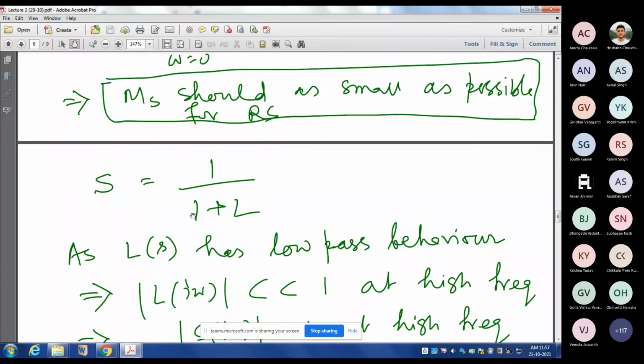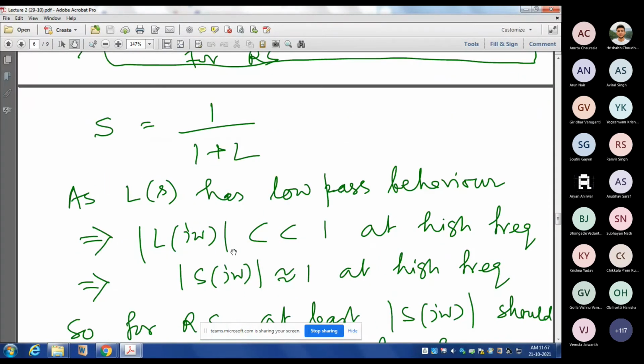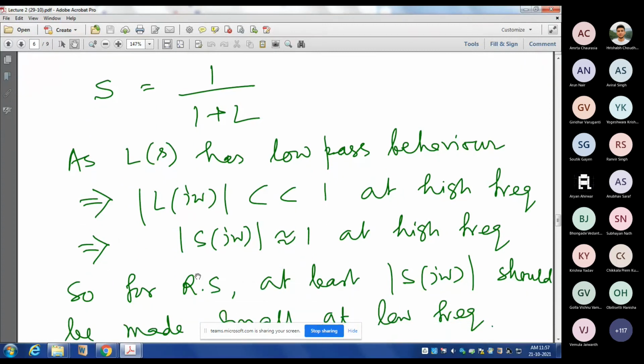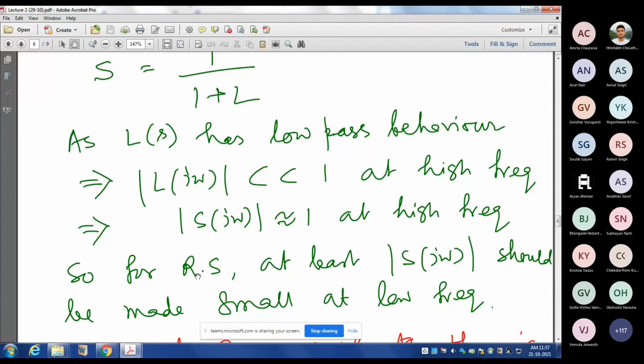Okay, at high frequency you cannot avoid it. SG omega will be 1 at high frequency. So that is the limitation. SG omega you cannot reduce arbitrarily; you cannot reduce it below 1. That's the constraint.